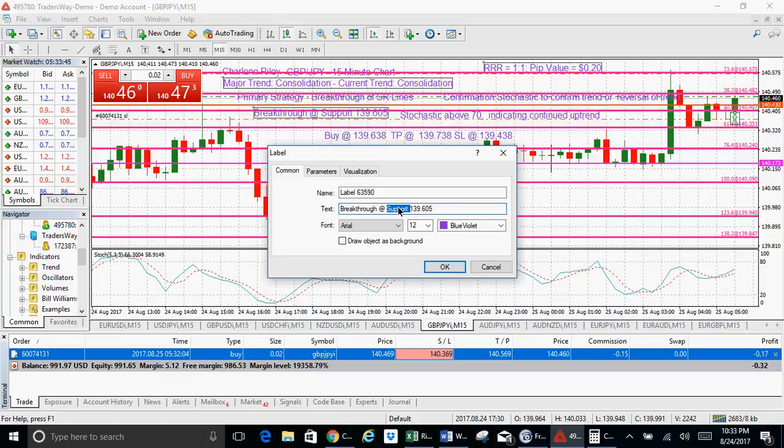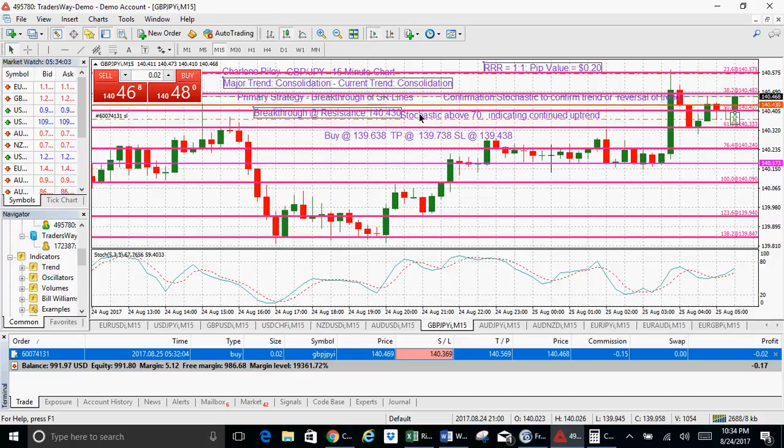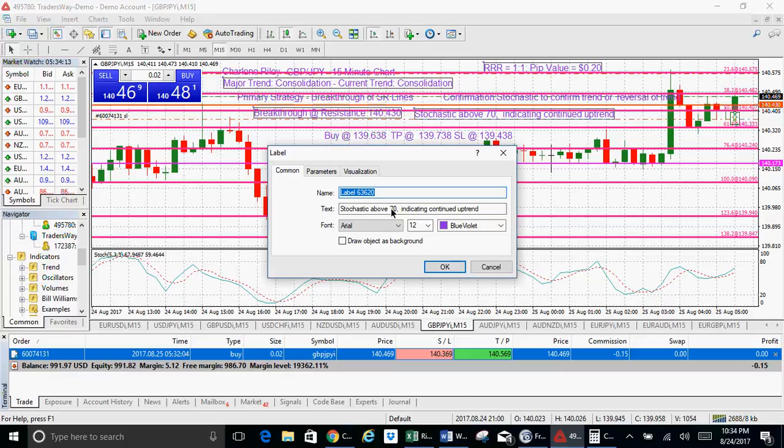We had a breakthrough resistance at 140.430, and the stochastic above 65, indicating continued uptrend, indicating an uptrend.